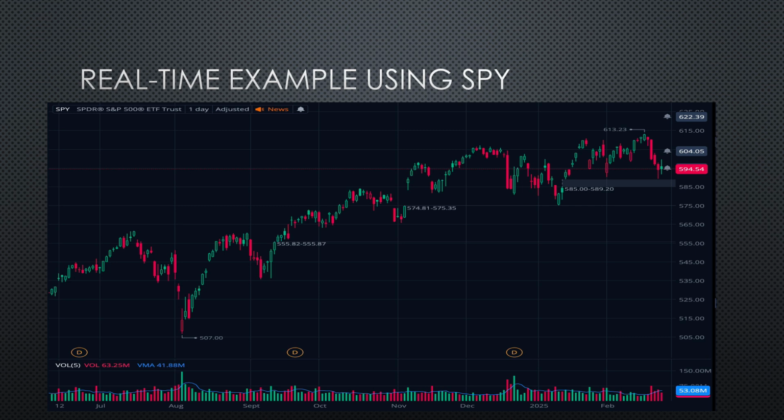Position size calculation. Maximum risk per contract, $40, the premium paid. Maximum allowable risk, $40. Since the premium aligns with your risk tolerance, you can purchase one contract. If the SPY moves above 610 before expiration, the option's value increases, and you can sell it for a profit. For example, if the SPY rises to 615, the intrinsic value of the option would be $5: 615 minus 610, a $5 profit, making the contract worth at least $500.